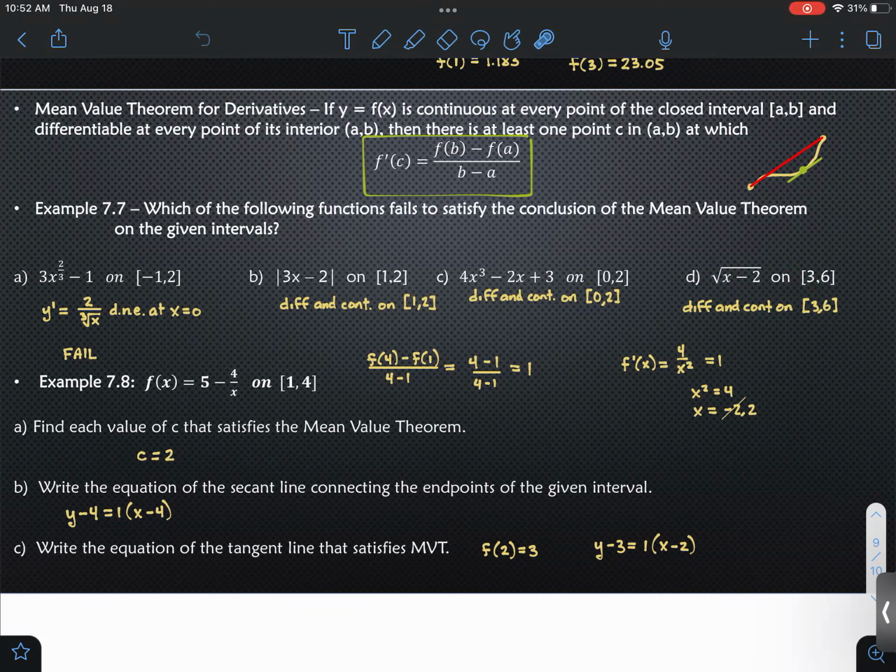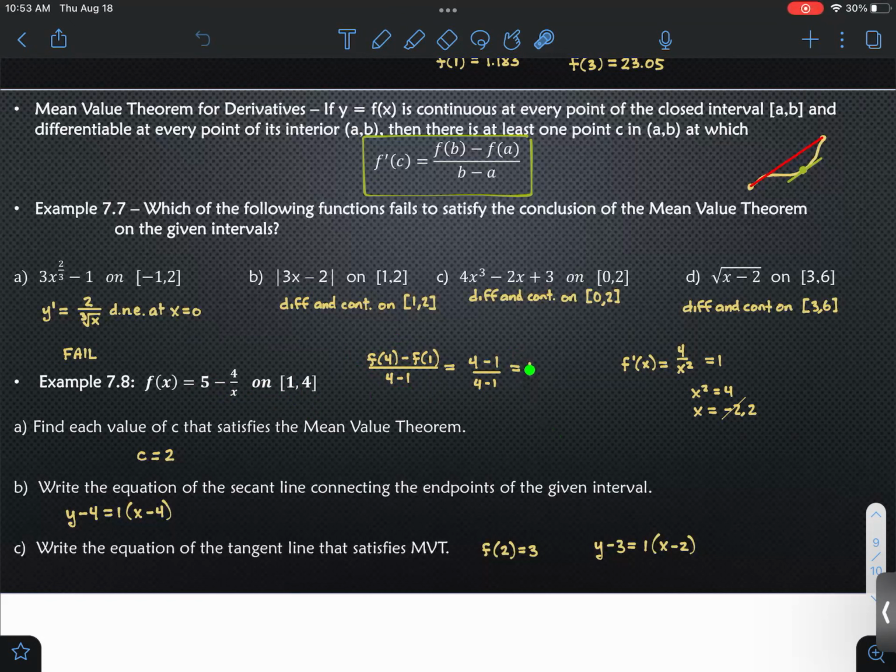All right, final example. One last f of x, one last interval. Can we find each value of c that satisfies the mean value theorem? Okay, so we're basically saying, let's find the actual locations where the instantaneous rate of change, somewhere between 1 and 4, matches the average rate of change. First step would probably be to determine the average rate of change from 1 to 4. Slope formula from algebra: f of 4 minus f of 1 over 4 minus 1 is a 1.